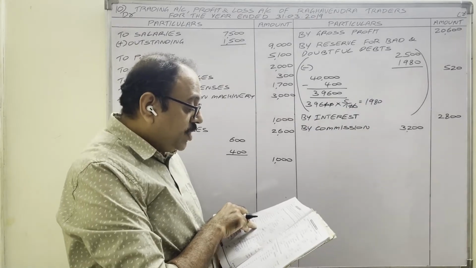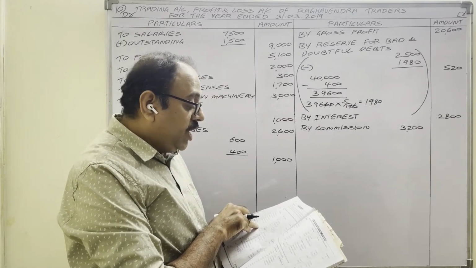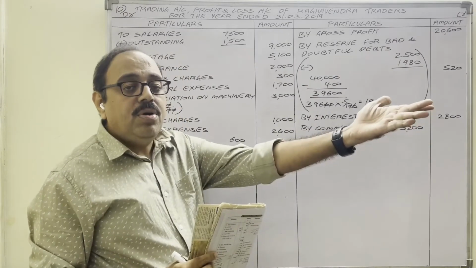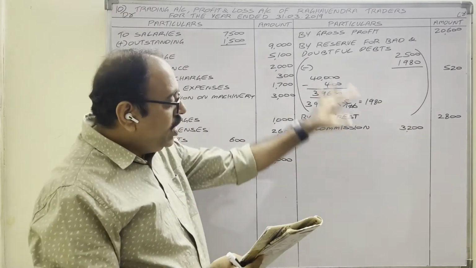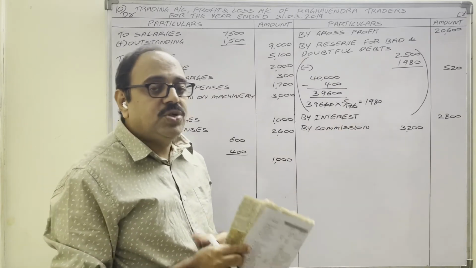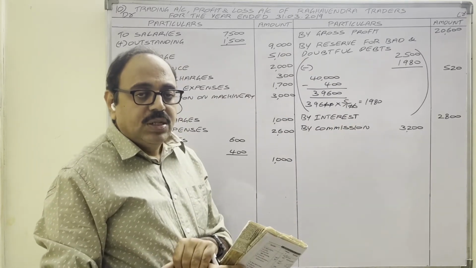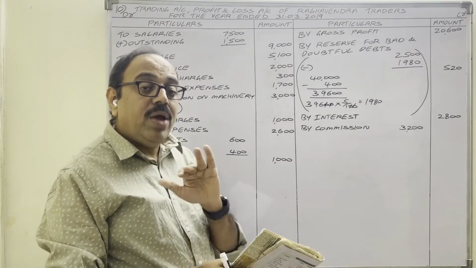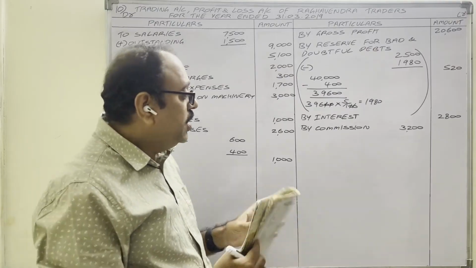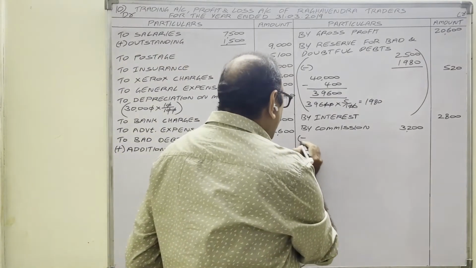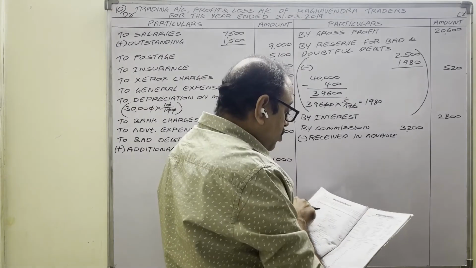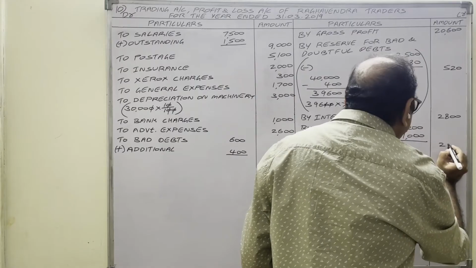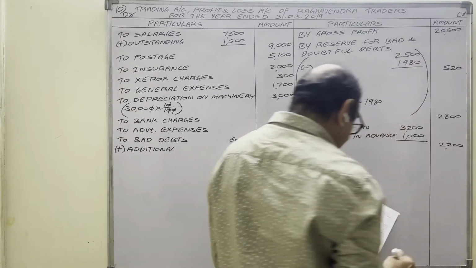Adjustment number 3. Commission received in advance 1,000 rupees. Received in advance means what? Next year amount we receive now only. In profit and loss account, only current year amounts we should show, not next year amounts. Therefore, if any next year amount is included in current year amount, we have to exclude that. We have to subtract that. Therefore, received in advance, we have to subtract. Adjustment amount 1,000 rupees. Current year commission amount 2,200 in outer column.